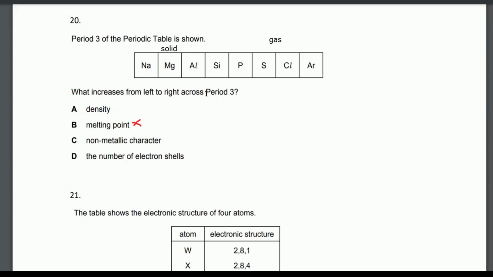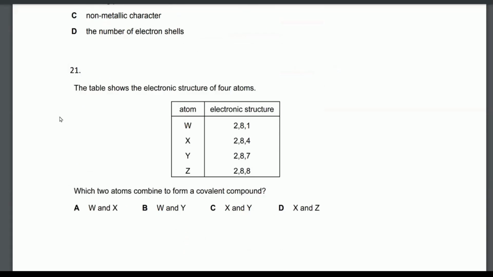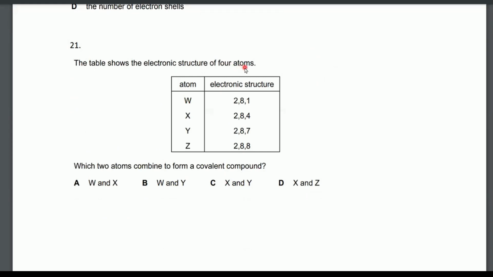So we know the melting point can't be increasing because it must be going down because gases have a lower melting point than solids. We know the number of electron shells isn't changing because they're in period 3. They all have 3 shells of electrons. And then if we look at the density, what's more dense, a solid or a gas? Obviously, a solid is more dense. So we know the density isn't increasing. So the only thing that is increasing is the non-metallic character. They become more non-metal as you go across.